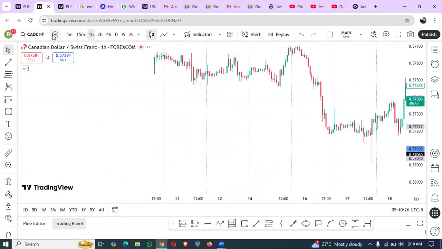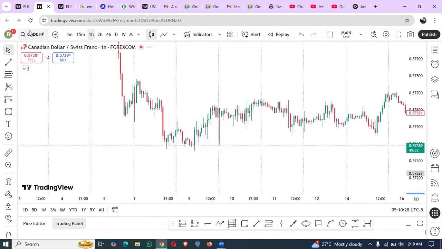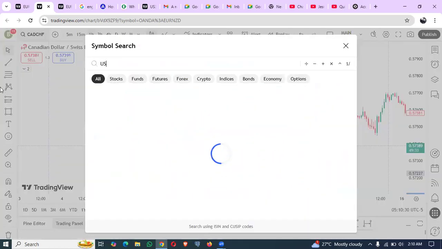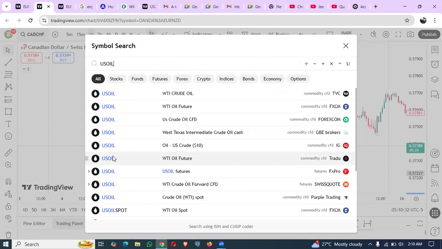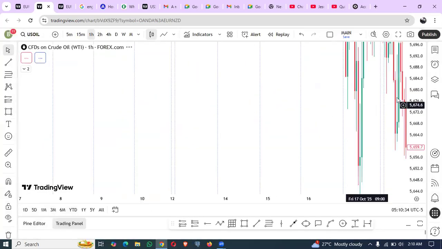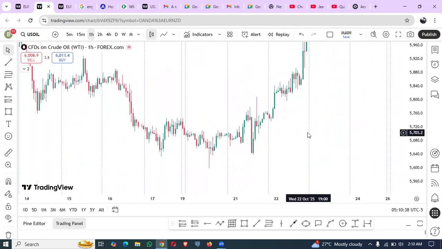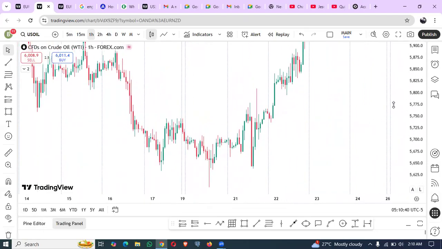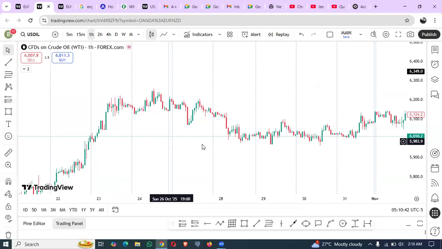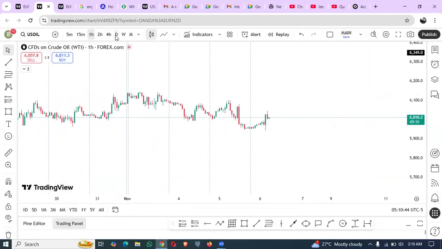Let me see if I can still give us more examples. US oil. I always like working with the most recent data. So good. Let's see.